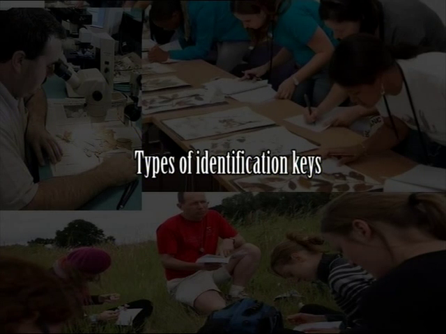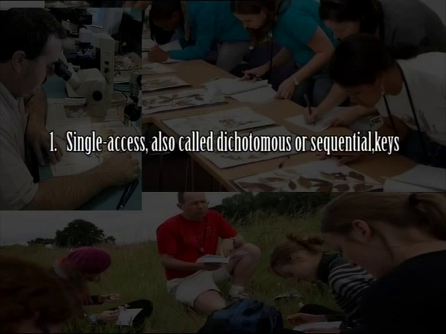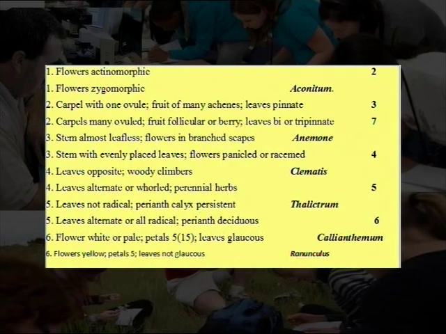Various types of keys and key formats are used in plant identification. Generally, we group them into two broad types as: Number 1 is single access keys, also called dichotomous or sequential keys, and number 2 multi access keys or polyclaves and interactive keys. The single access keys work by offering a fixed sequence of identification steps, each with multiple alternatives, the choice of which determines the next step.